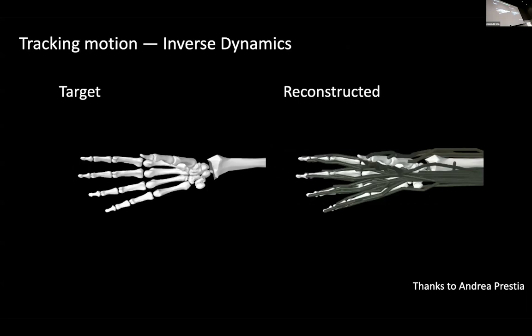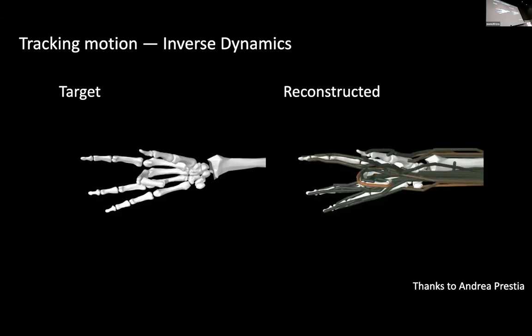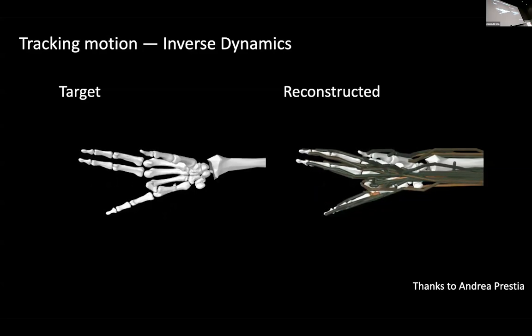We have had Andrea Prestia, who has developed a really nice tutorial to show how simply an inverse dynamic model can be done. On the left is the target model, on the right a reconstructed model. You can see that just with inverse dynamics, when you have a trajectory to follow, it's possible pretty easily to reconstruct that trajectory through muscle activation. And you can do this with all fingers, or postures, or conditions.